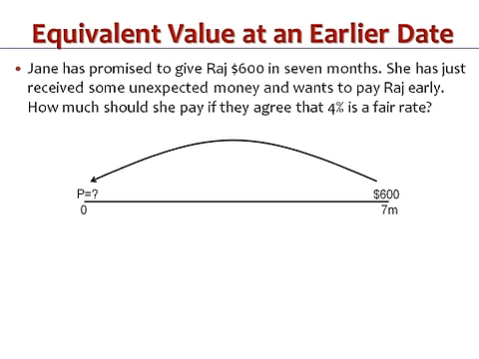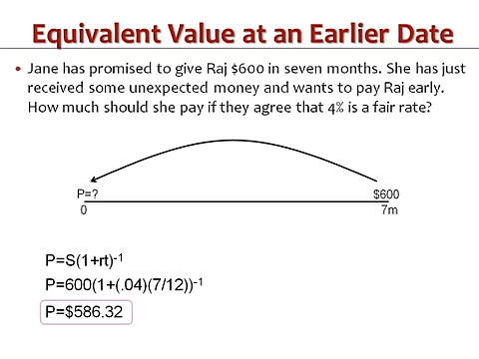Well, that's an earlier value, so we're going to solve for P. You can think of P as a previous value if you like. That may help, right? Here's a formula for P. We plug the numbers in there, 4% for 7/12 of a year. This is what we get. And if we calculate that on our calculators, $586.32. So sure enough, just a little bit less than the 600.